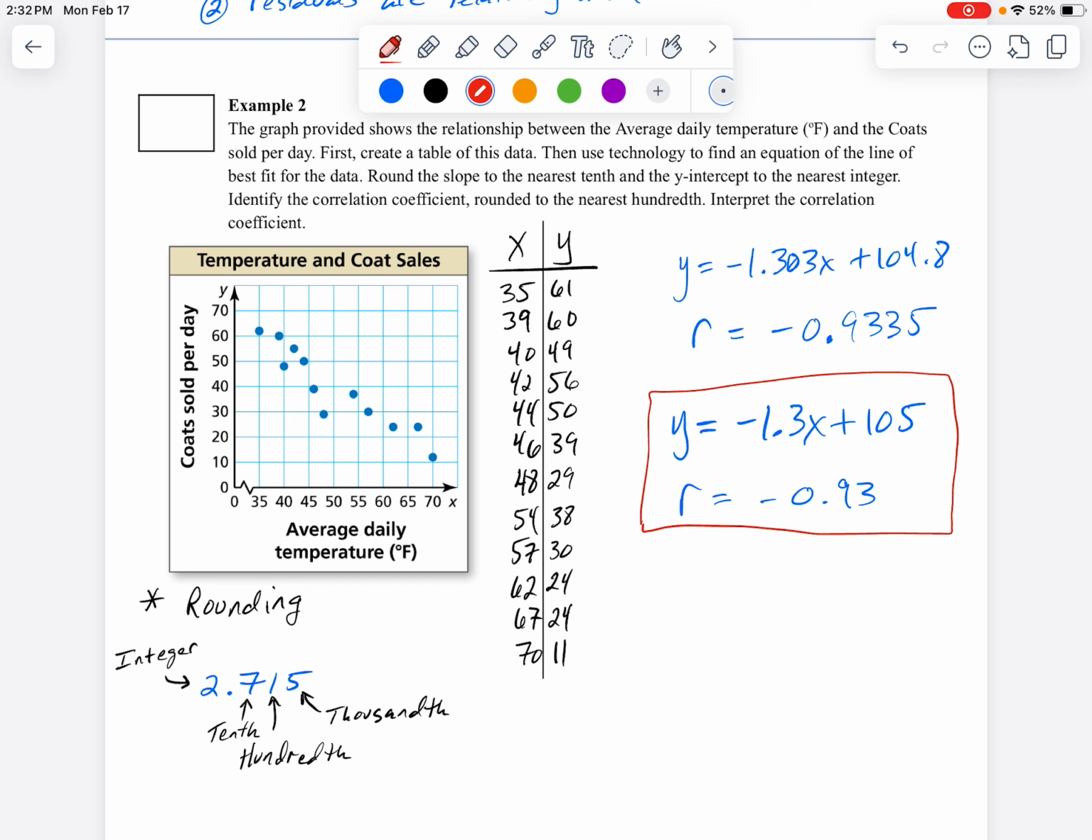So let me go back to the question. Okay, we've got a lot of information here in front of us. Let's see what the actual question was. I found the equation for the line of best fit. We've done our rounding. Interpret the correlation coefficient. So all it's asking us to do is find this and round it, which we did. Find the correlation coefficient, which is our R value, and interpret this value, meaning say what this means.